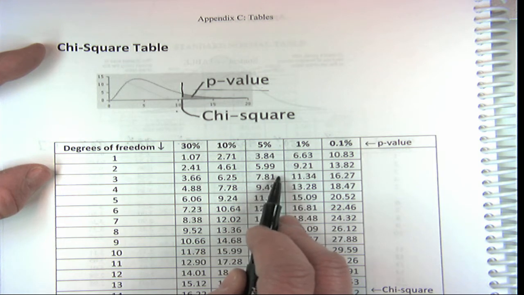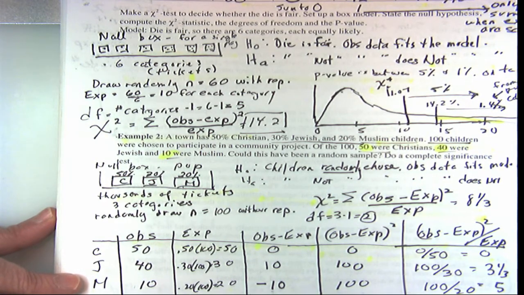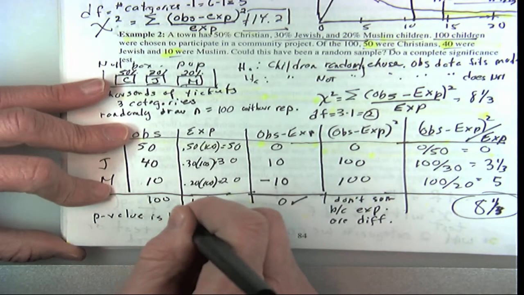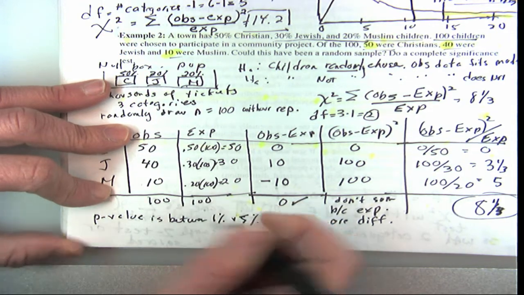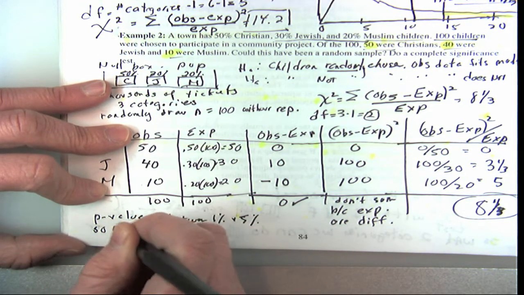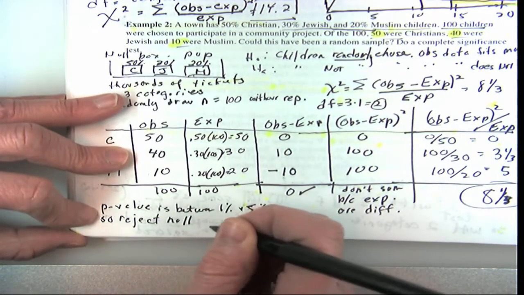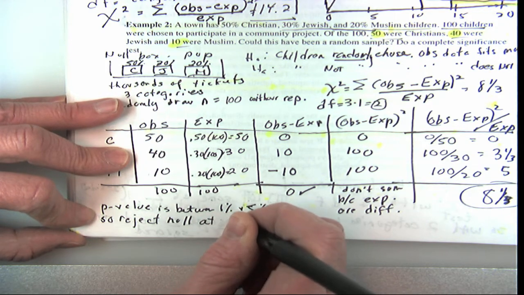Because it's 8 1/3. Okay? So we can write that down. So our p-value, looking at the chart, is between 1% and 5%. So we reject the null. It's not highly significant, but it's significant.